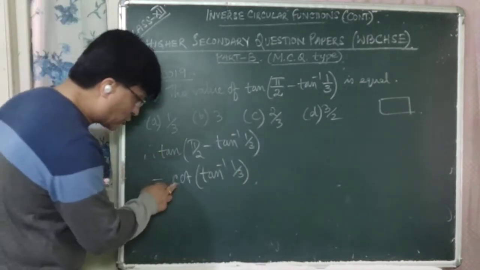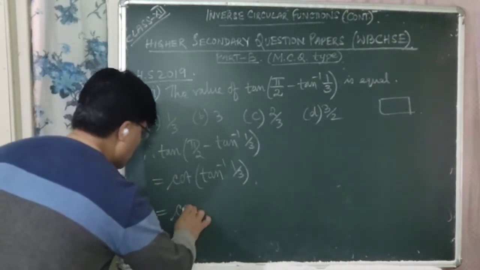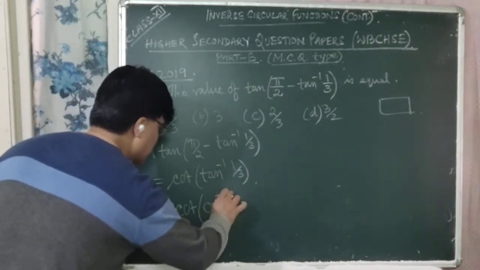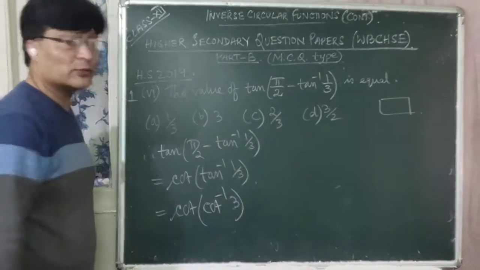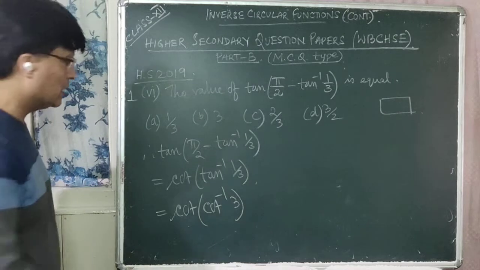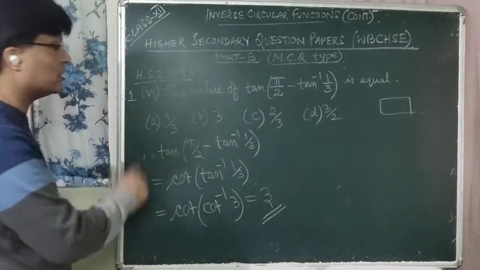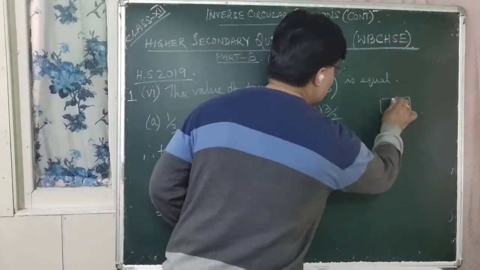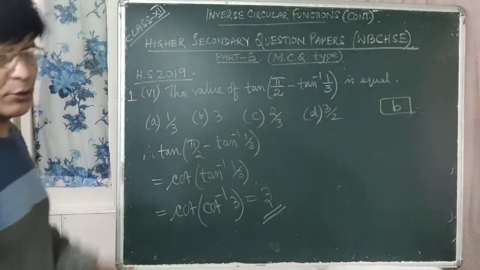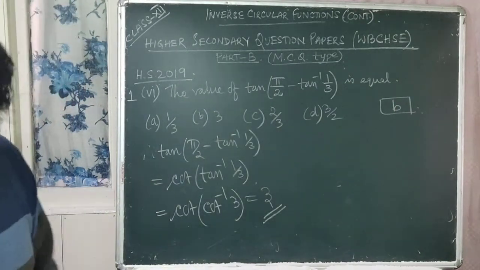Since this is cot, you should convert tan inverse into cot inverse. So it is equal to cot within bracket, cot inverse 3, because tan inverse 1/3 is cot inverse 3. So what is cot of cot inverse 3? It is equal to 3. So 3 is the answer. Which is the correct option here? It is B. So B option is correct. Is that clear? Let's do the next question now.